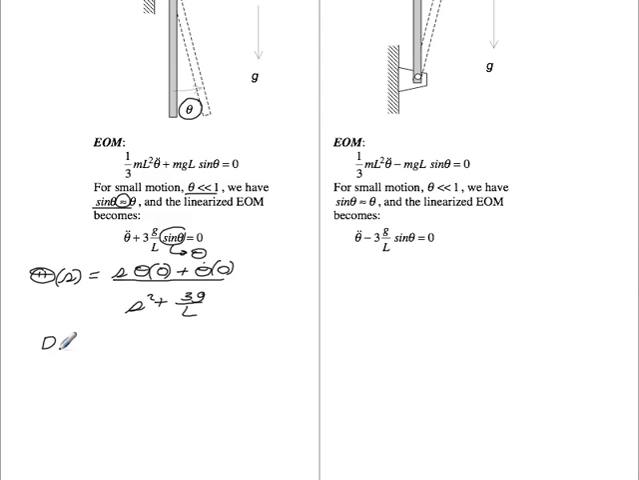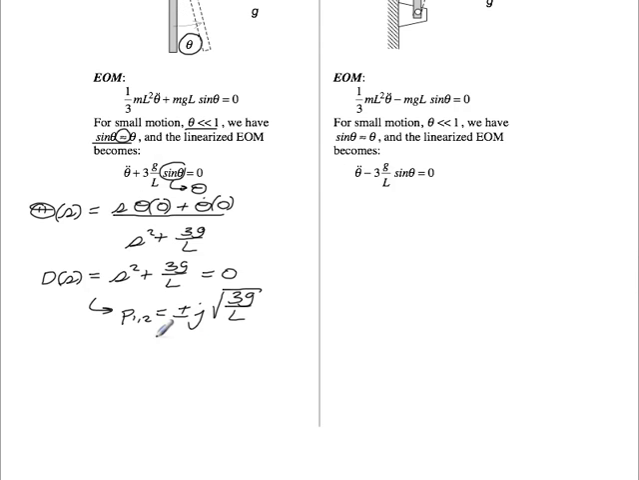We know that our denominator D from this is simply S squared plus 3g over L. And to find the roots, the poles, we set that equal to 0. And our two roots are purely imaginary. This is plus or minus j square root of 3g over L. So the point here being that our poles are purely imaginary. They are appearing in complex conjugate pairs. That's no surprise, that's always true.